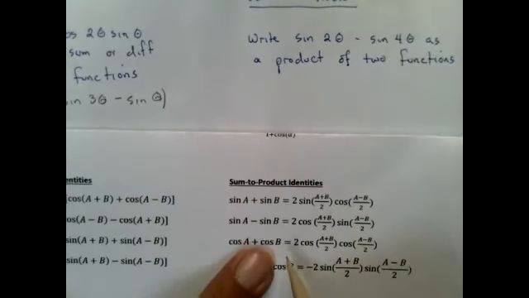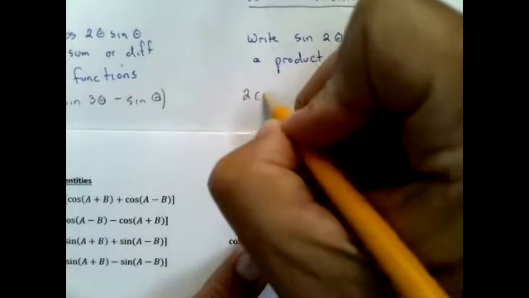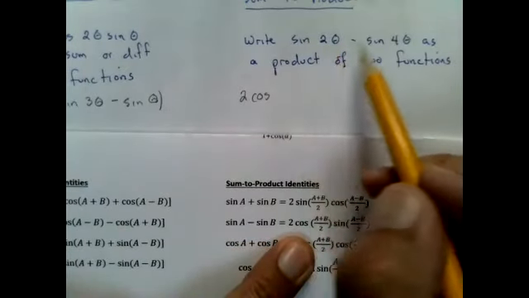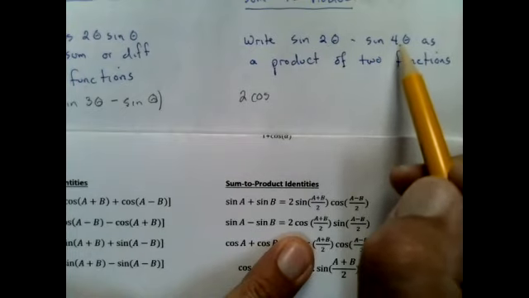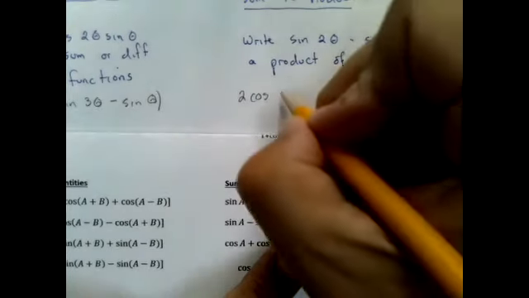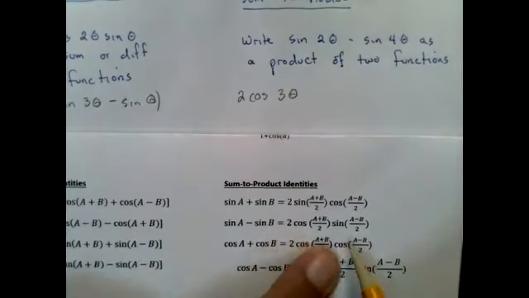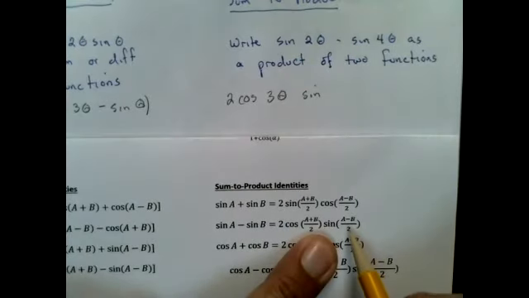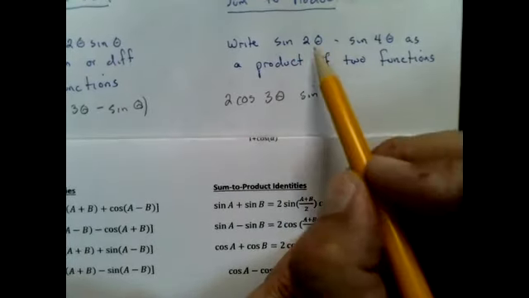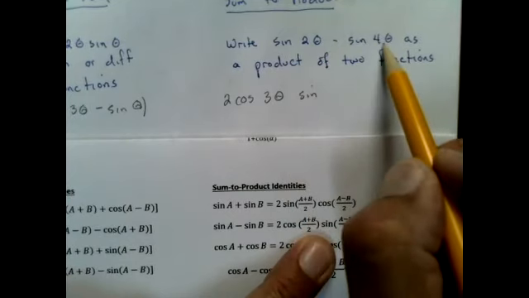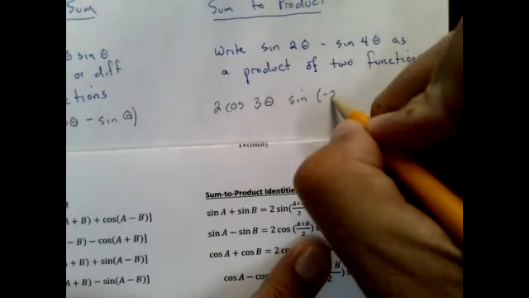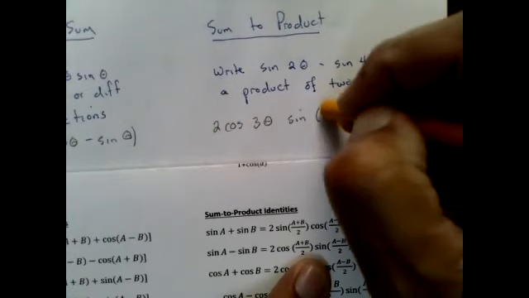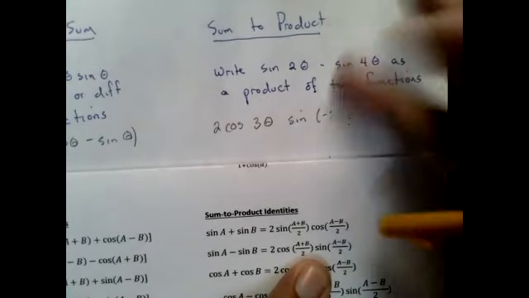This guy is going to become 2 times the cosine of a plus b over 2. 2 bananas and 4 bananas is 6 bananas, cut in half is 3 bananas. Times the sine of the first minus the second over 2. 2 theta minus 4 theta is negative 2 theta. Over 2, it's going to make that just a negative theta.